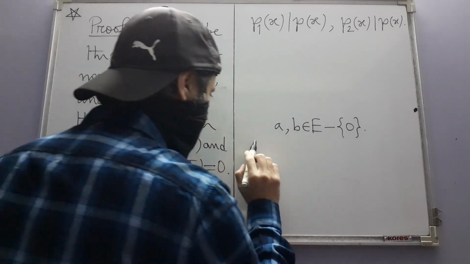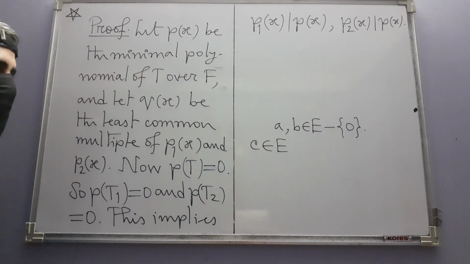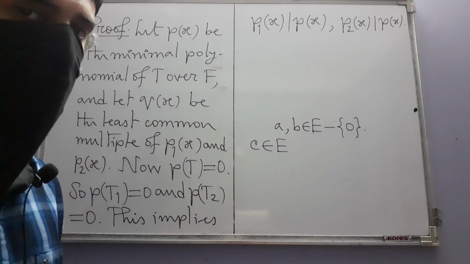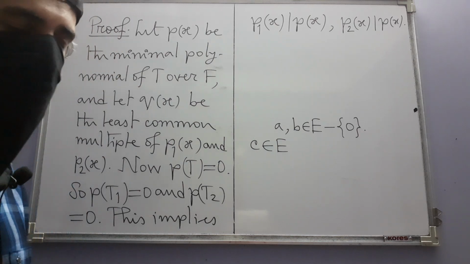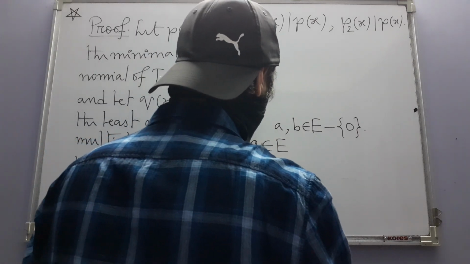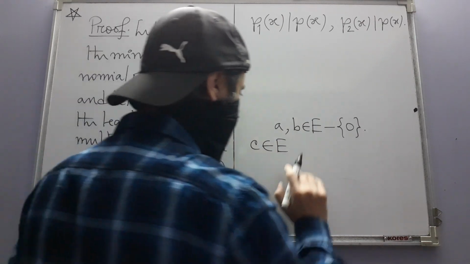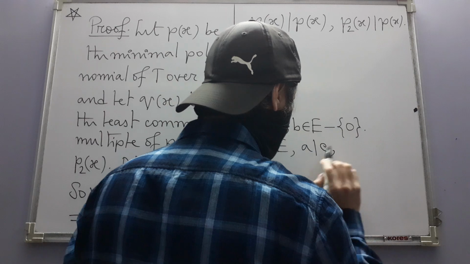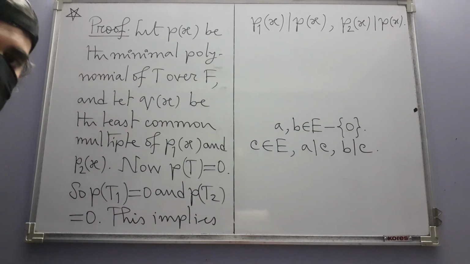An element C in E is said to be an LCM. I say an LCM because usually it's not unique in Euclidean rings. An LCM of A and B is an element C such that A divides C and B divides C. This is one condition.